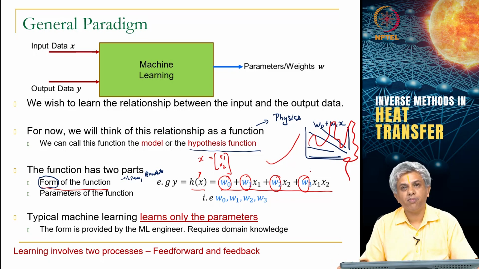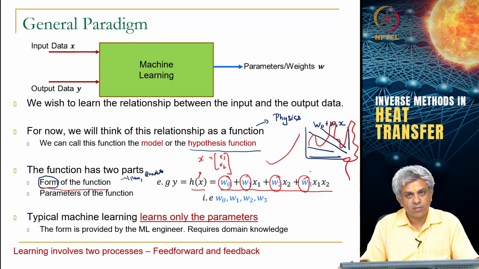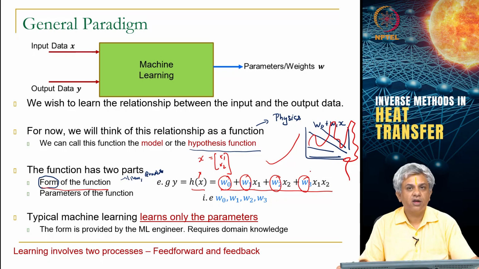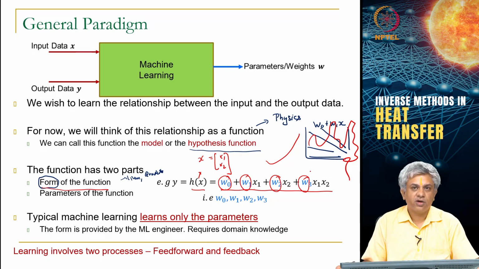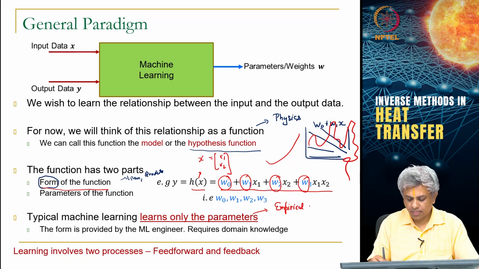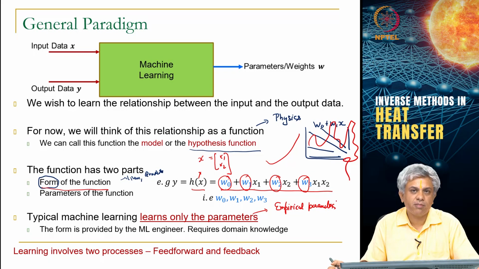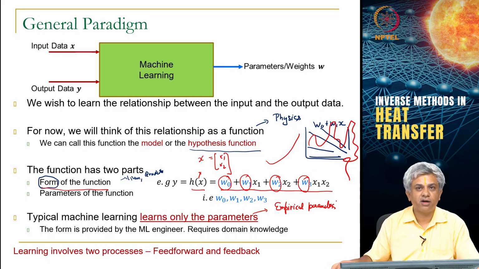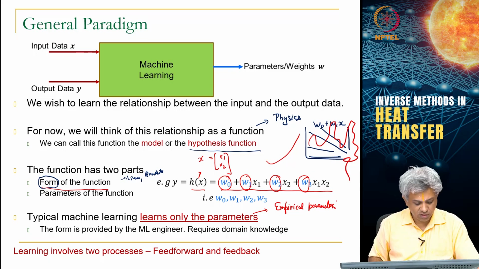Now, when we look at typical machine learning, and here is where the strong intersection with inverse problems happens, you are only learning parameters. In inverse problems, you can learn things like heat flux, just like we did last week, or you can learn conductivity, stuff of that sort. These parameters could simply be empirical parameters. The form on the other hand is provided by the machine learning engineer, and of course this requires domain knowledge in case you are doing it from physics, or even in other cases you can be a little bit subtle, but that might be beyond this course.